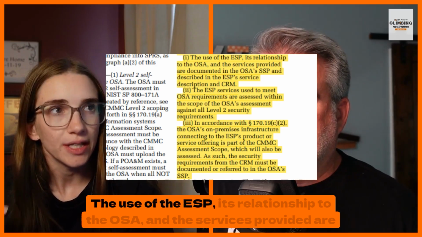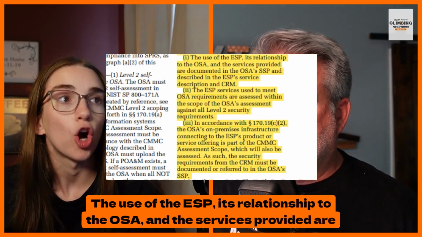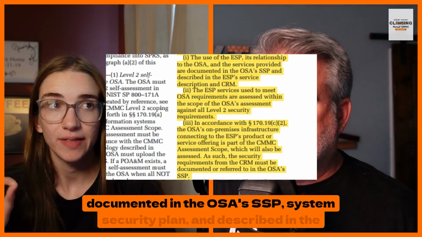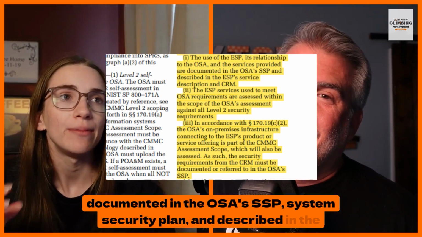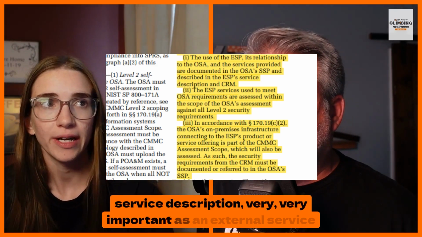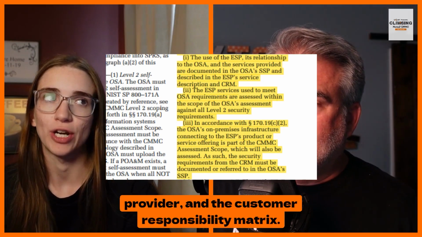The use of the ESP, its relationship to the OSA, and the services provided are documented in the OSA's SSP, System Security Plan, and described in the ESP's service description, very, very important as an external service provider, and the customer responsibility matrix. This one is very, very important.